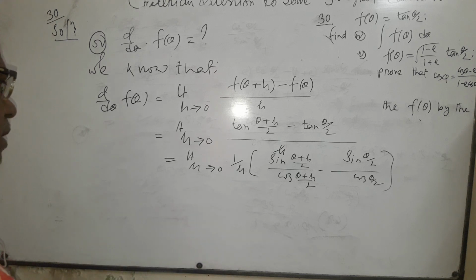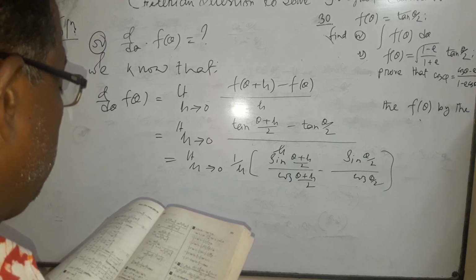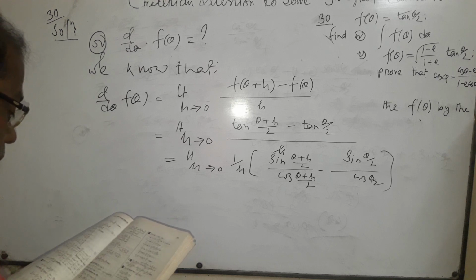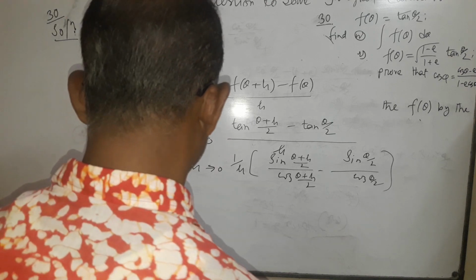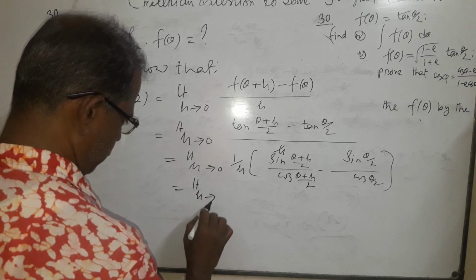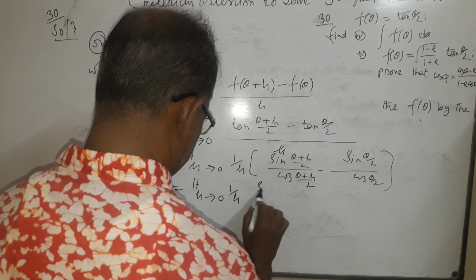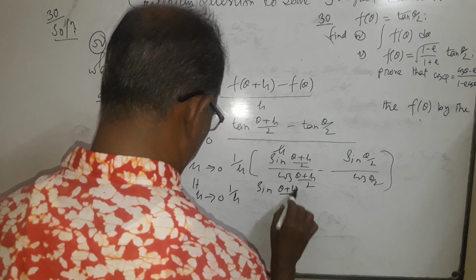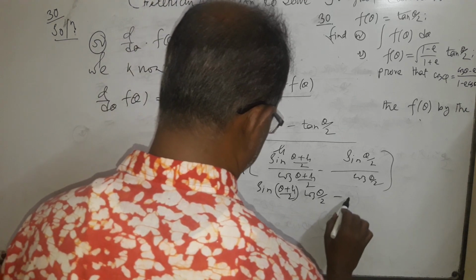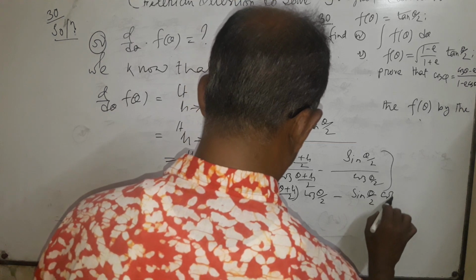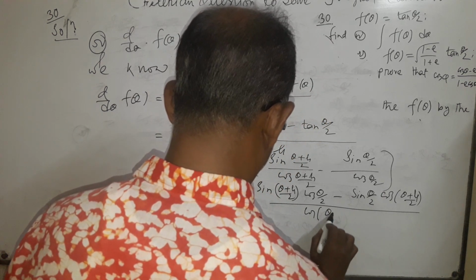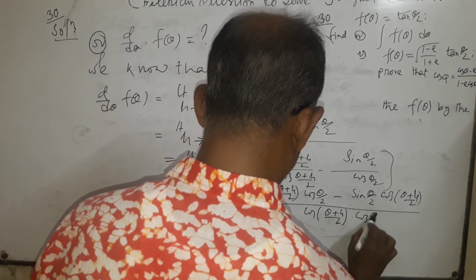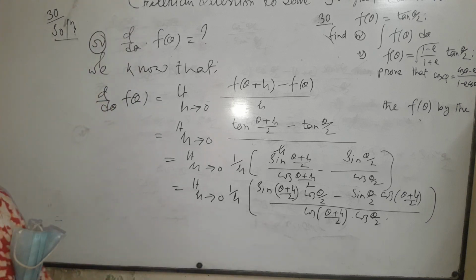But we have to solve this by LCM. Limit h goes to 0 of 1 divided by h, sin theta plus h divided by 2 into cos theta by 2 minus sin theta divided by 2 into cos theta plus h divided by 2, divided by cos of theta plus h divided by 2 into cos theta by 2. Is it also clear? Okay.